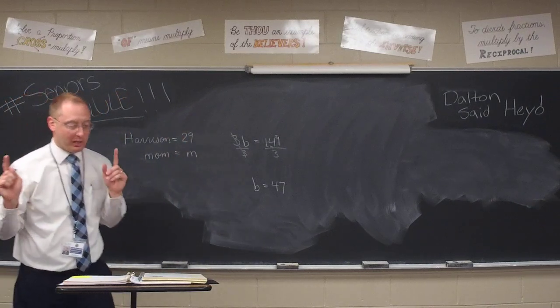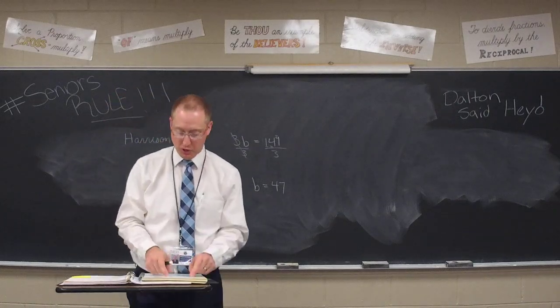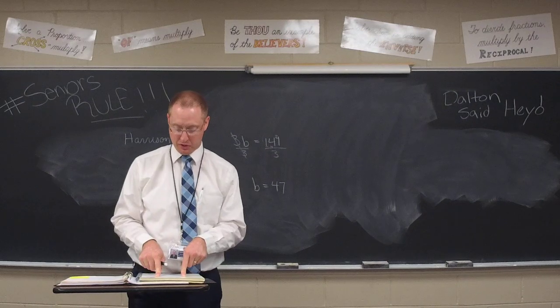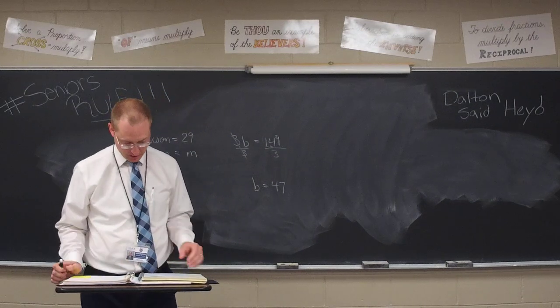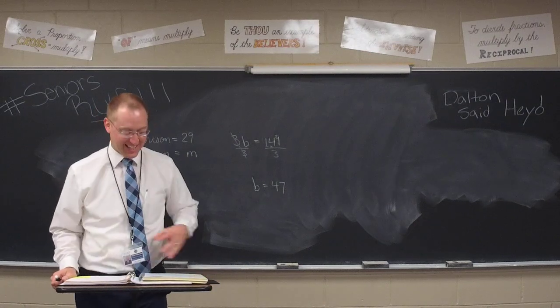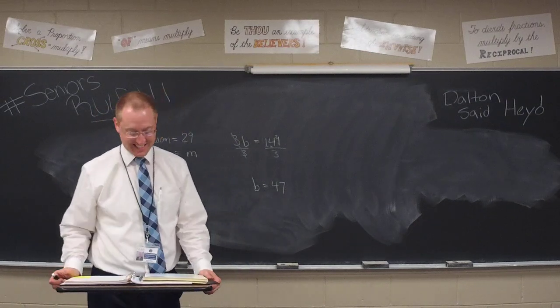All right, now, when we look at the first sentence, it compares the 2 people to each other. Read that first sentence again for us, Jalen. Harrison is half as old as his mother. At his mother? As his mother. Harrison is half as old as his mother.